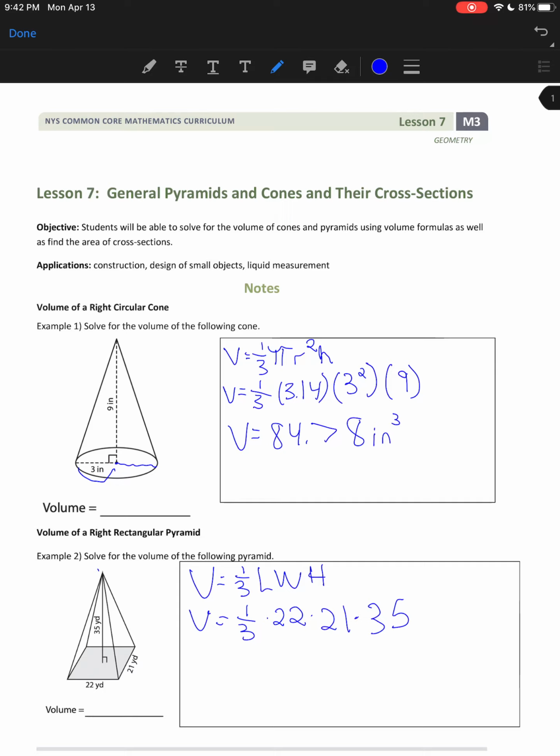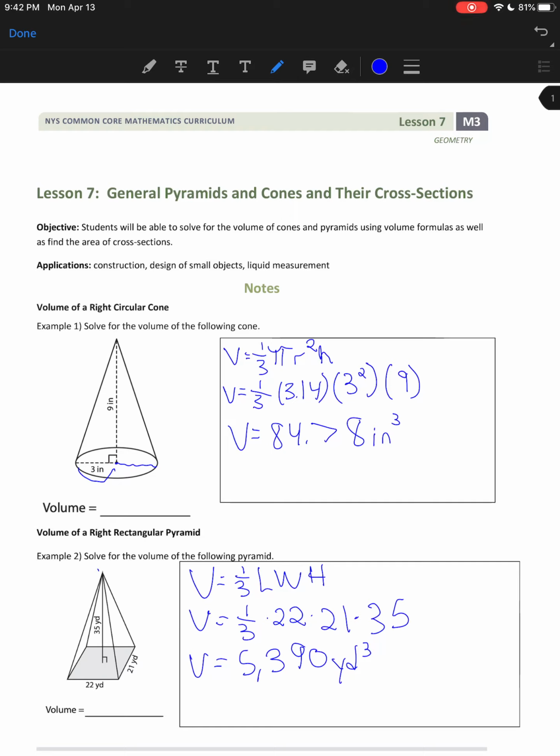So let's say, we have volume equals 5,390. And again, this was in yards. So this would be yards cubed. So that would be a fairly big pyramid we have there.